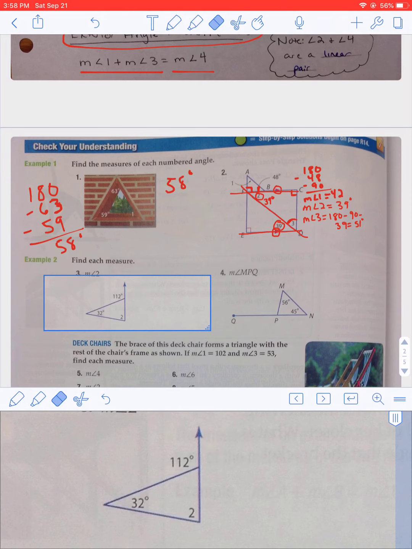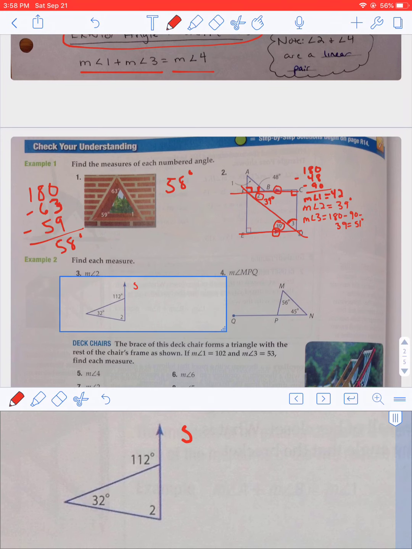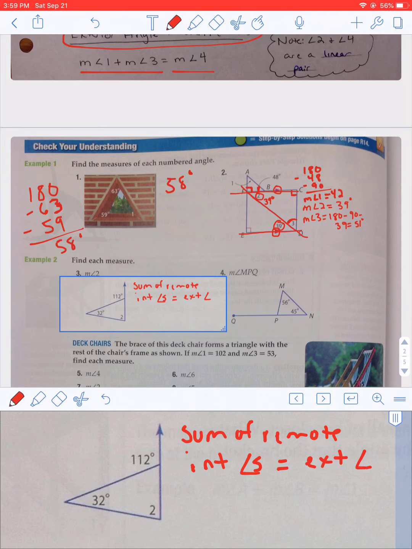the sum, and I think it's very helpful to write this out, the sum of the remote interior angles, and you can just write it in abbreviations. It doesn't have to be long drawn out. Just say it to yourself in your mind. The sum of the remote interior angles is equal to the exterior angle, right? So if that's true, that means 32 degrees plus angle 2 equals 112.